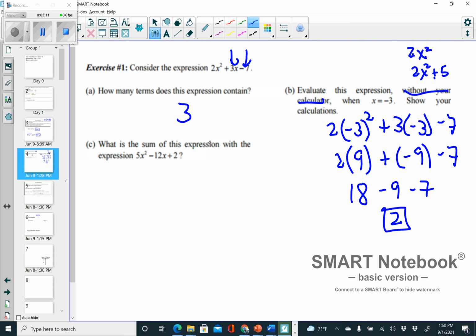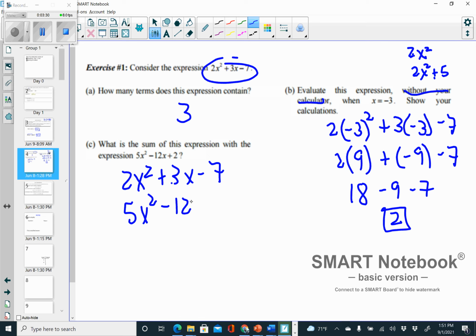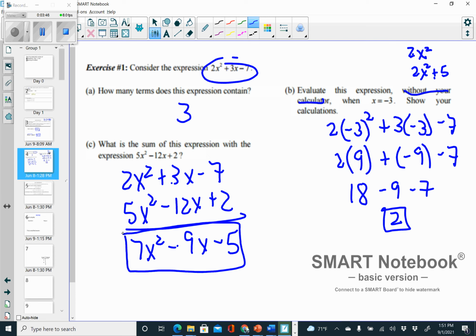What is the sum of this expression with the expression, right? So they're talking about this expression right here. It's saying to take the two expressions and add them. So we have 2x squared plus 3x minus 7, and we're adding that to 5x squared minus 12x plus 2. So 2x squared plus 5x squared is 7x squared. Positive 3, negative 12 is negative 9x. Negative 7, positive 2 is negative 5. So the final answer is 7x squared minus 9x minus 5.